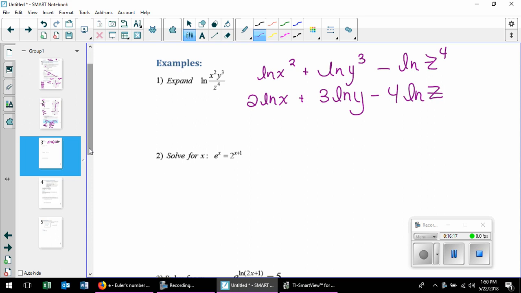Okay, so what do we do for this next one? I'm trying to solve for the exponents. What do we do next? Log of both sides, but what kind of logs? Natural logs.